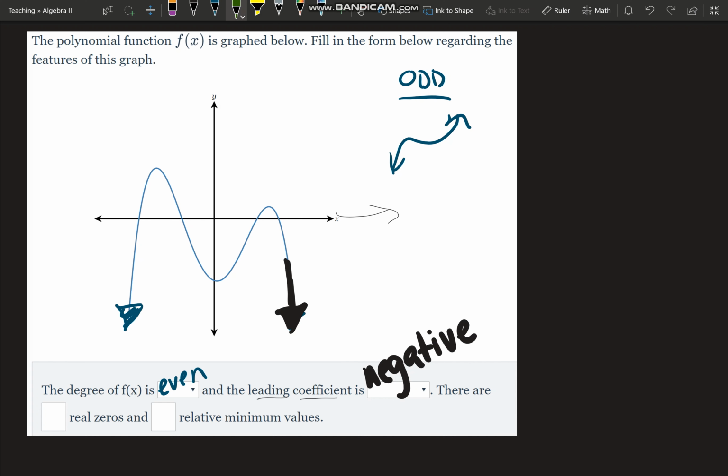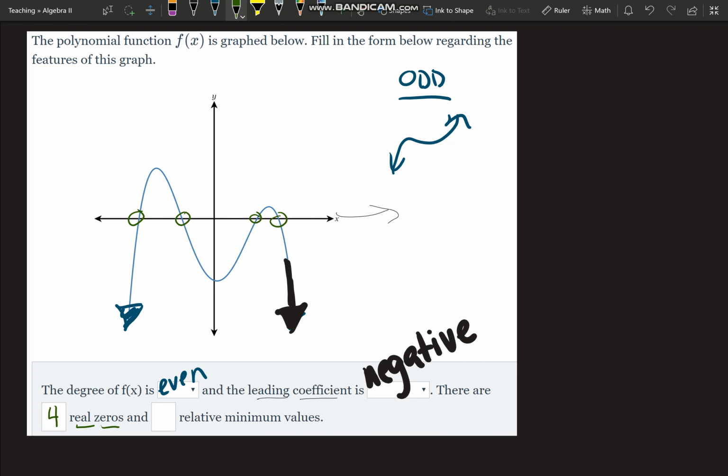And then finally, next it asks about real zeros. Remember, real zeros are the same thing as x-intercepts, or where it crosses the x-axis. It crosses 1, 2, 3, 4 times. So that means there are 4 real zeros.